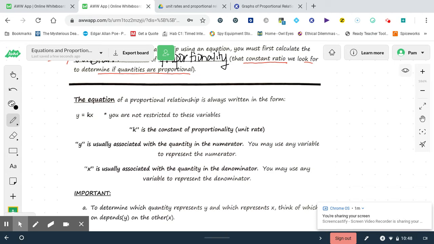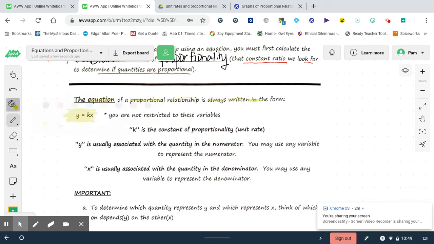The equation of a proportional relationship is always written in a certain form. This is the form that it's always going to be written in. So that form right here, y equals kx, is the equation form that proportional relationships will always be in. Okay? So let's talk about this y and this k and this x because they all mean something.